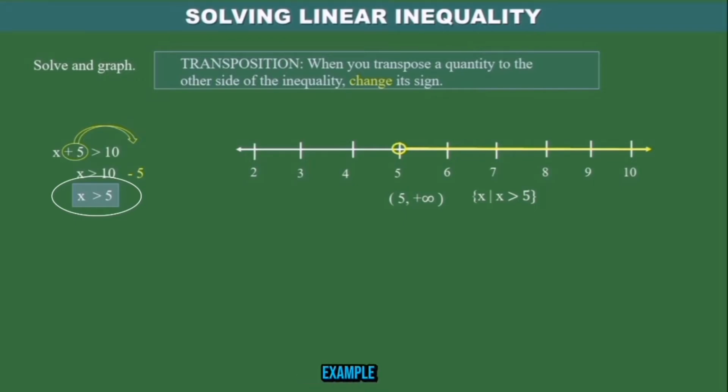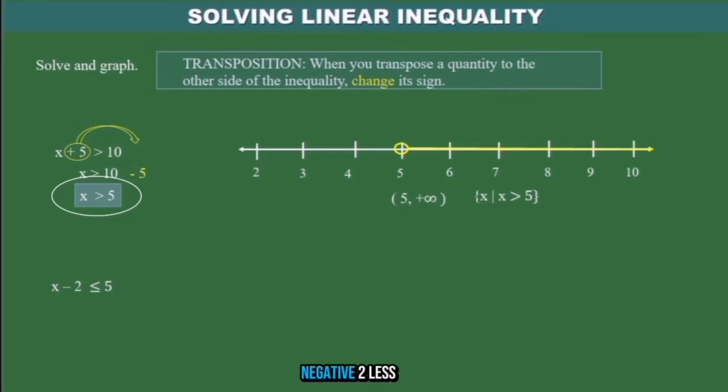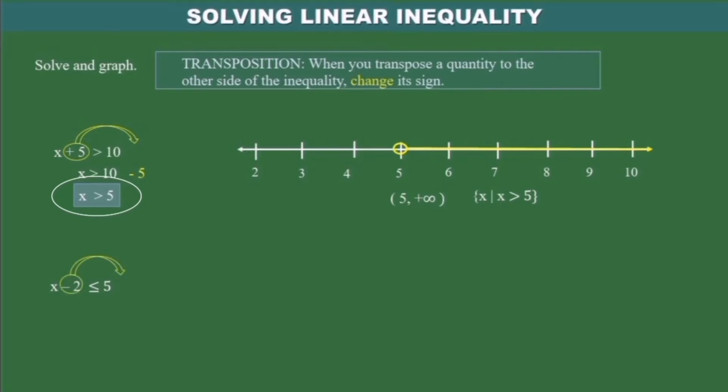In the second example, we have x minus 2 less than or equal to 5. Again, the constant is not in the right place, so we transpose it to the right side. And do not forget to change the sign. From negative 2, it becomes plus 2. And the answer is x less than or equal to 7, because 5 plus 2 equals 7.